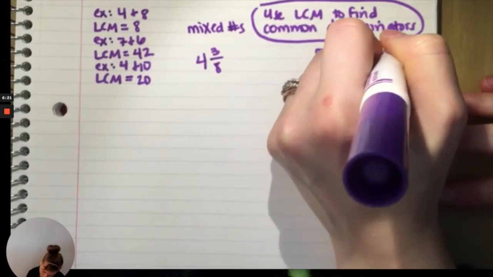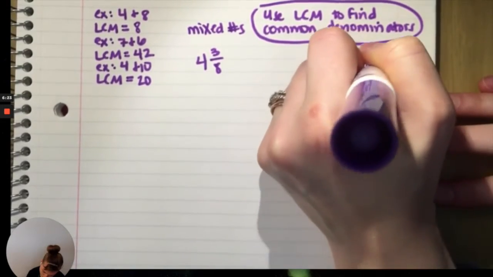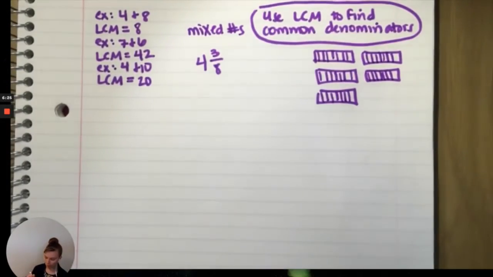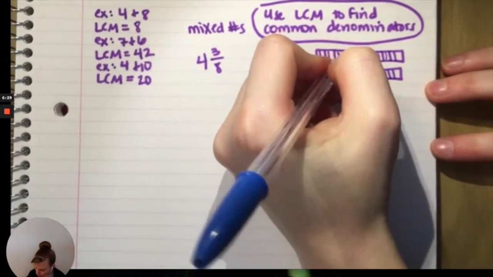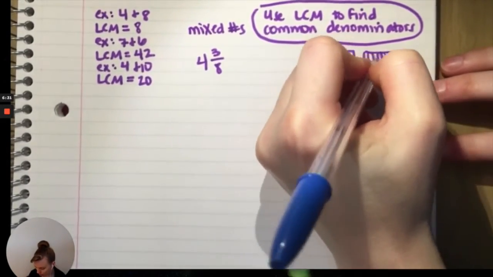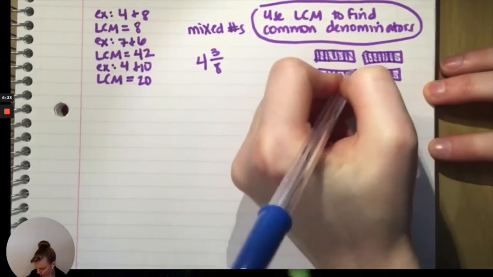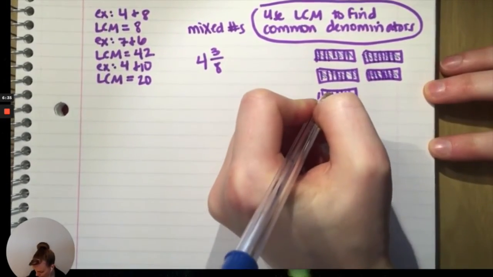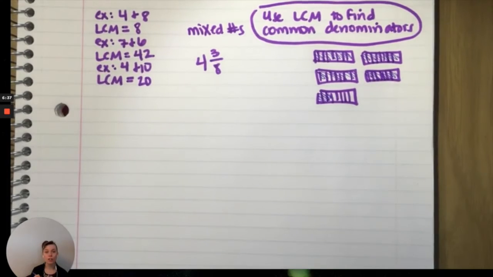Nope, there we go. 1, 2, 3, 4. I'm going to use my pen so we can see a little better. Okay, so I have 4 wholes. So that's 1 whole candy bar, 2 whole candy bars, 3 whole candy bars, 4 whole candy bars, and then I have 3/8 left over as a remainder.